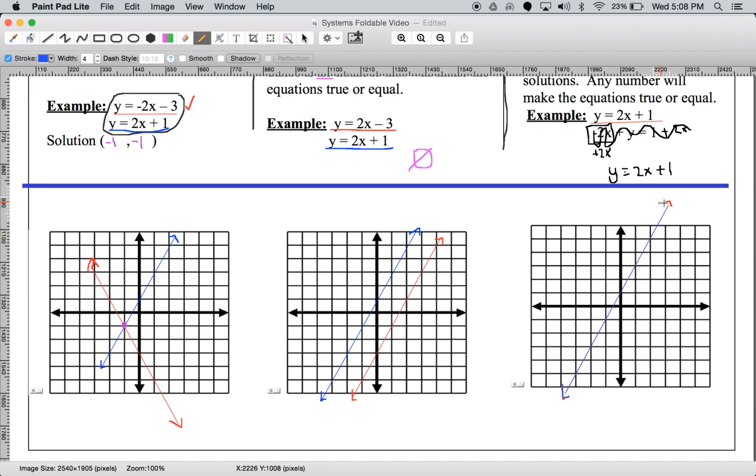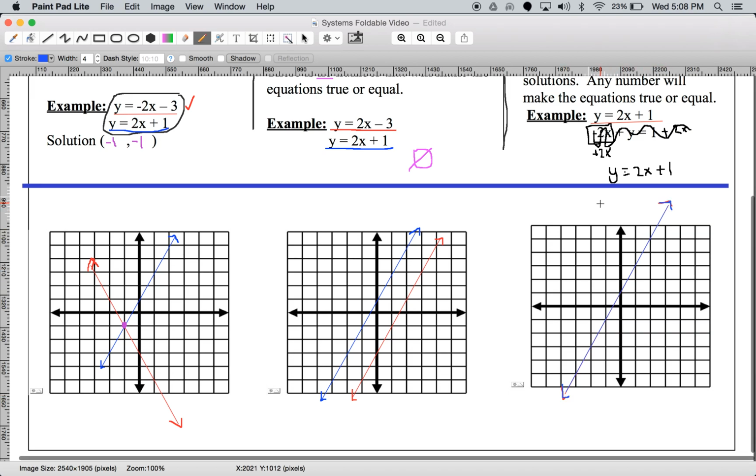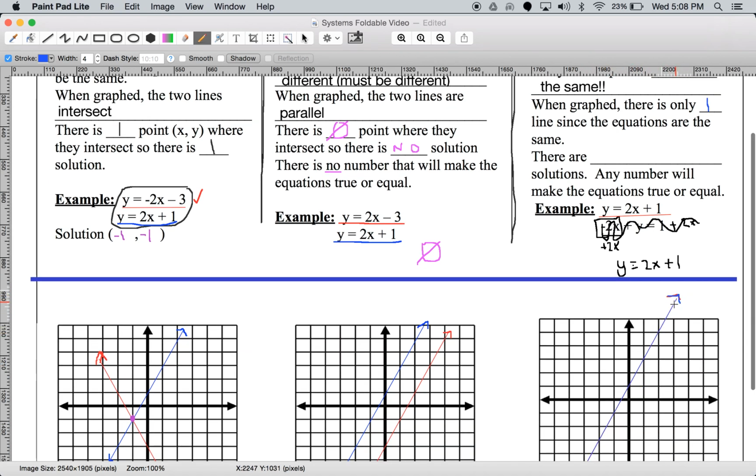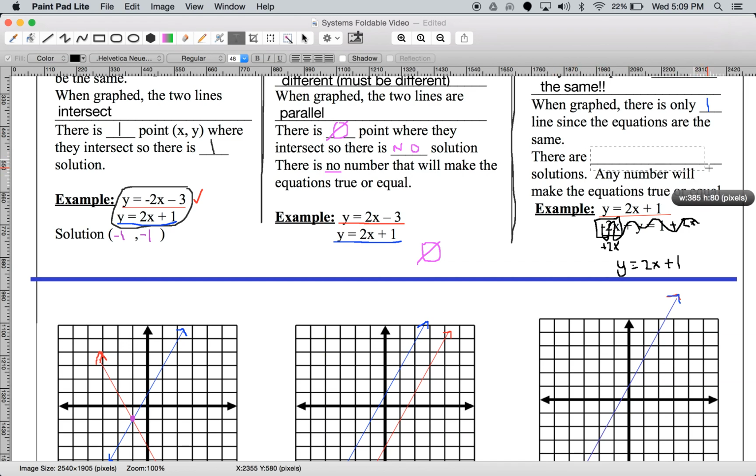We graphed two lines on the same exact spot. So what does that mean for us? When graphed, there is only one line since the equations are the same. So they are the exact same line. We did graph two lines on this graph. It's just you can only see one because they're exactly the same. They're on top of each other. So because anytime lines share a coordinate, they share that solution, we can say that they're sharing infinite coordinates. So therefore, there are infinite solutions.